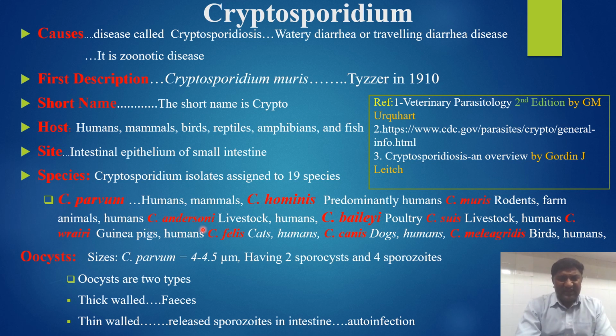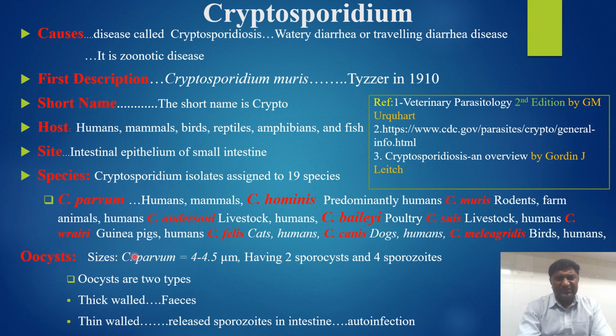Cryptosporidium andersoni is present in livestock and humans, while Cryptosporidium baileyi is present in poultry, and Cryptosporidium suis is present in livestock, humans, and Cryptosporidium wrairi is present in guinea pigs and humans. Cryptosporidium felis is present in cats and humans, while Cryptosporidium canis is present in dogs and humans, and the last one is Cryptosporidium meleagridis, which is present in birds and humans.